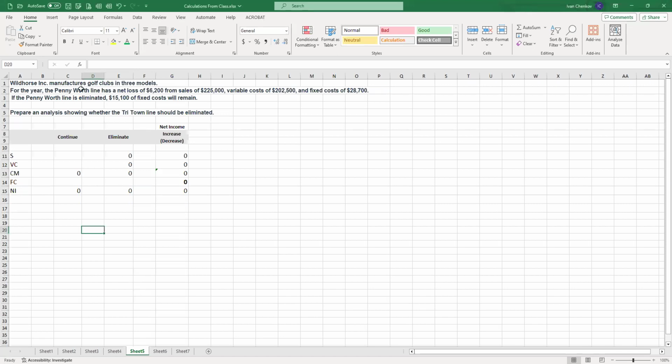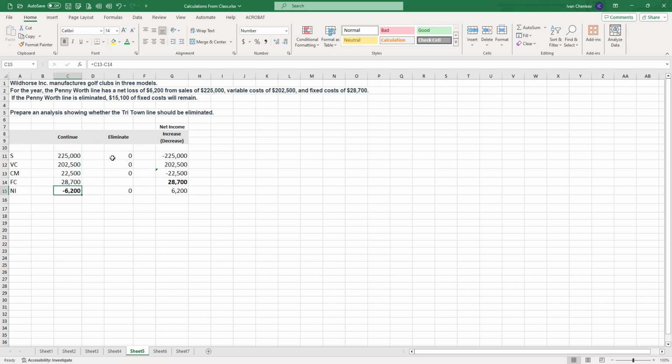So this company manufactures golf clubs in 3 models. The penny line has a net loss of $6,200 from the sales. The sales are 225,123. If they continue, you have to get to this loss. Variable cost is 202,500. Fixed cost is 28,700. And are we losing 6,200? Seems like it, right? So we're losing money.